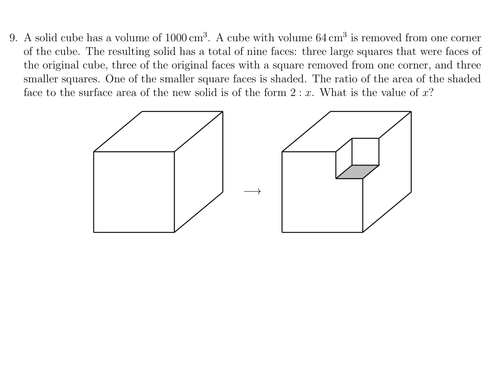A solid cube has a volume of 1000. A cube with volume 64 is removed from one corner of the cube. The resulting solid has a total of 9 faces: 3 large squares that were faces of the original cube, 3 of the original faces with the square removed from one corner, and 3 smaller squares. One of the smaller square faces is shaded. The ratio of the area of the shaded face to the surface area of the new solid is of the form 2 to x. What is the value of x?